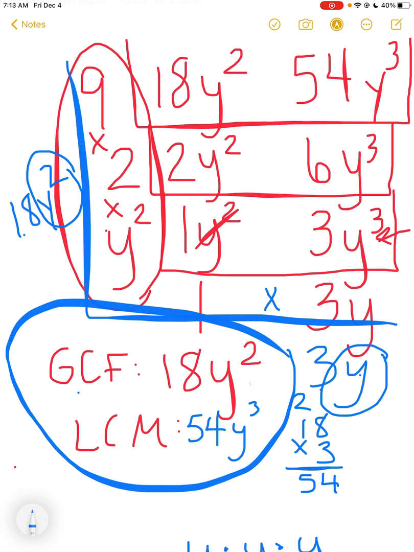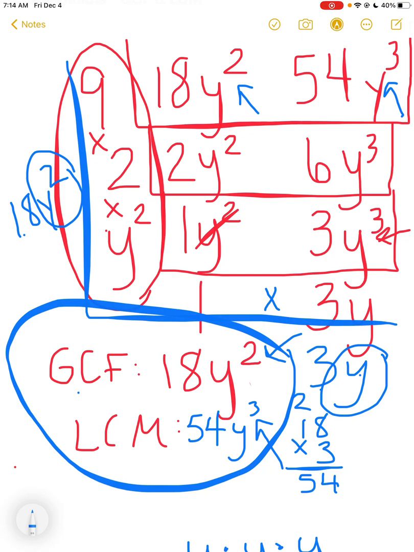One thing I want you to be aware of, your variable, your letters, for the GCF will usually be the smallest version that you have of your variable in your starting problem. So notice if I look at my y's in my starting problem, I had a y to the second and a y to the third. My GCF is usually going to be the smaller version of that, y to the second. And then my LCM is usually going to be the larger version of my variables, which was y to the third. That's just something to keep in mind if that helps you as we're moving forward.